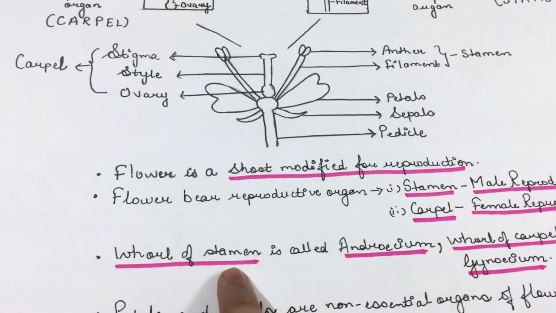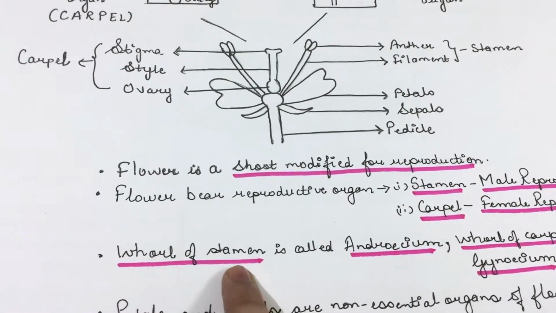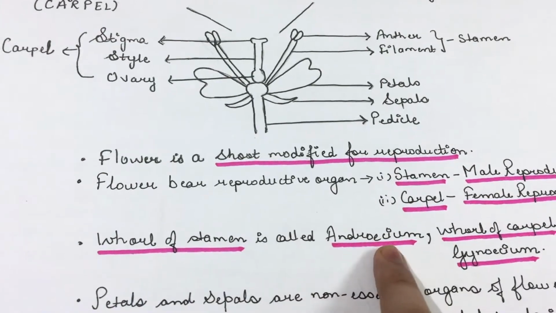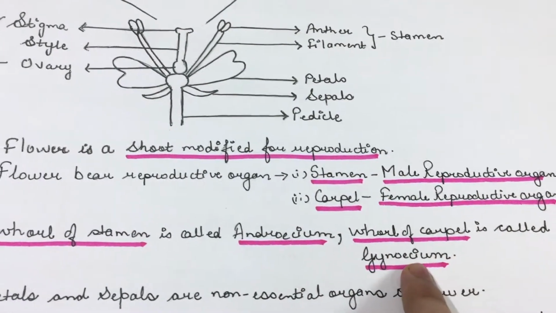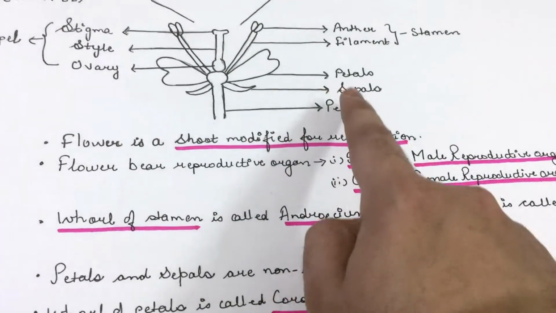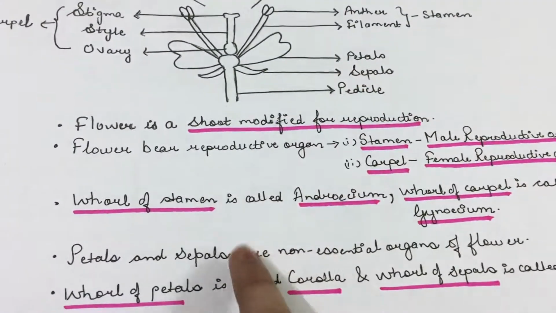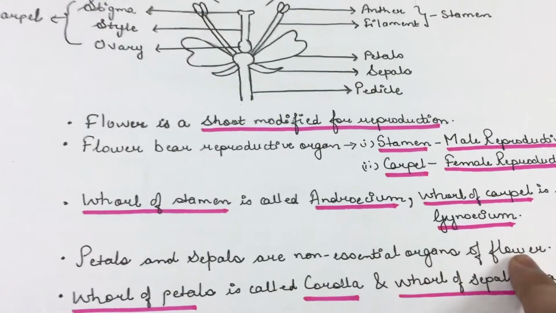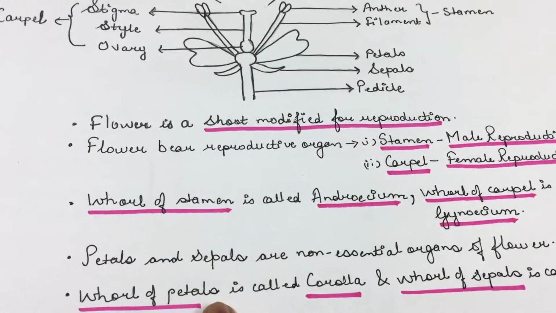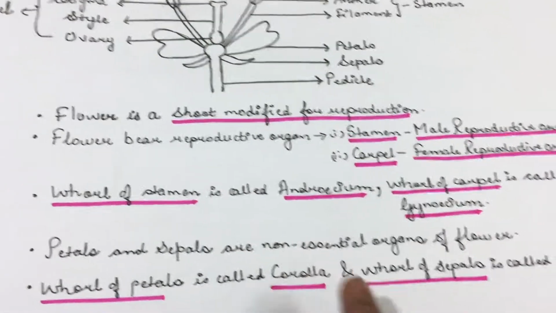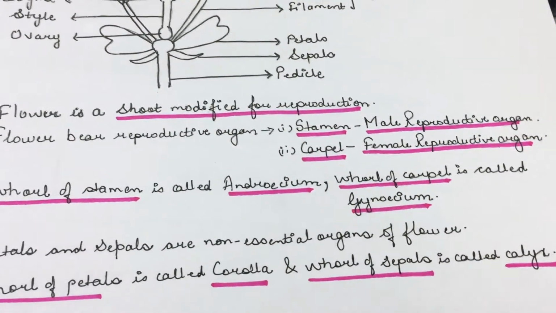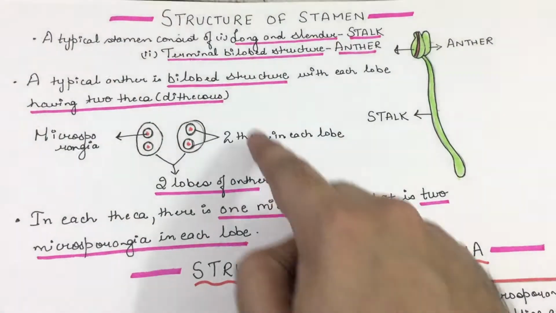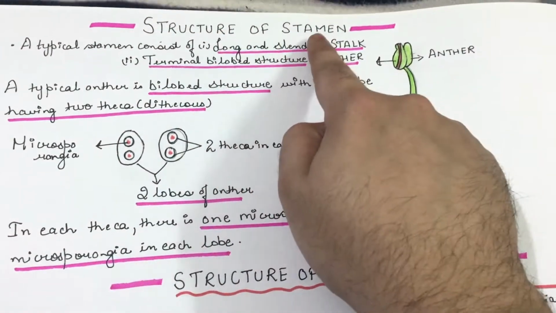Whorl of stamen, meaning group of stamens, is called androecium, whereas whorl of carpel is called gynoecium. Petals and sepals are non-essential organs of flower. Whorl of petals is called corolla, whereas whorl of sepals is called calyx. Whorl means group. Now let us study the structure of stamen.